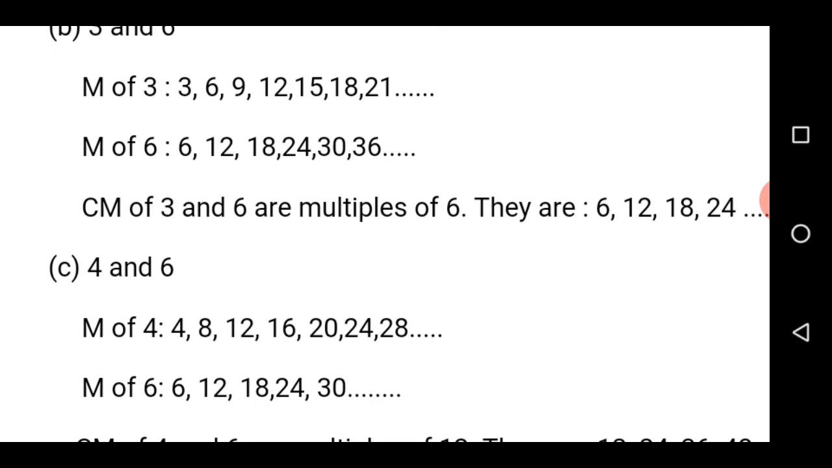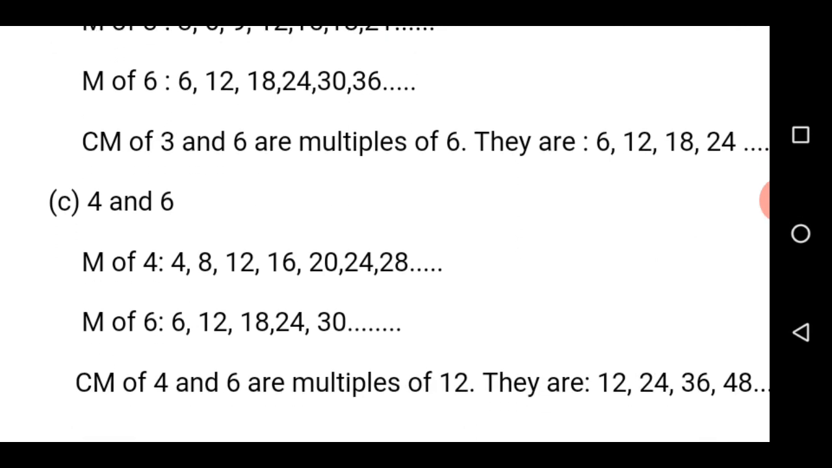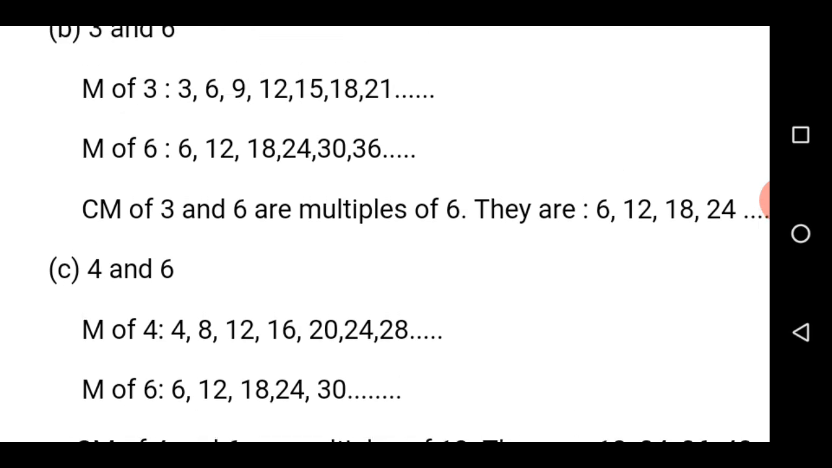So let us now find the multiples of 6. The multiples of 6 are 6 times 1, 6, 6 times 2, 12, 6 times 3, 18, 6 times 4, 24, 6 times 5, 30, 6 times 6, 36. It means the multiples of 6 are 6, 12, 18, 24, 30, 36, and so on. You can still have more multiples. So let us now find the common multiples of 3 and 6.